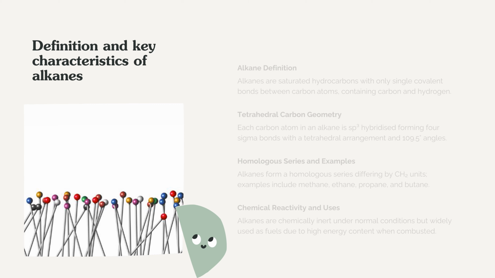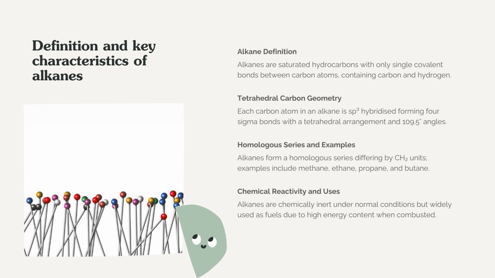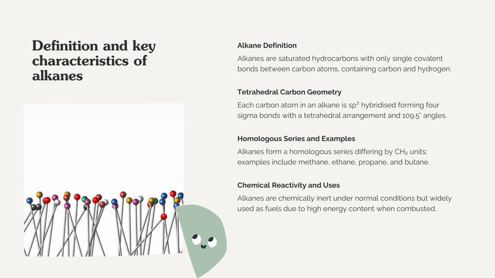Alkanes are defined as saturated hydrocarbons, meaning they contain only carbon and hydrogen atoms and have only single covalent bonds between carbon atoms. The term saturated indicates that each carbon atom forms the maximum number of bonds possible, with no carbon-carbon double or triple bonds present. As a result, alkanes are relatively unreactive compared with unsaturated hydrocarbons such as alkenes.